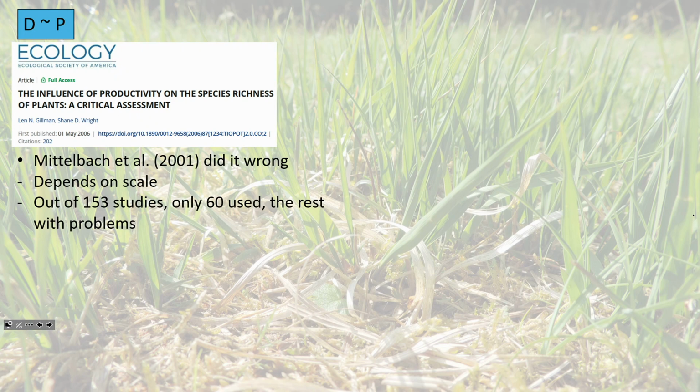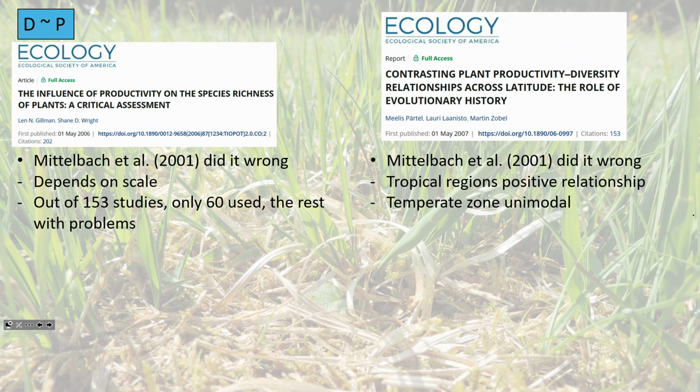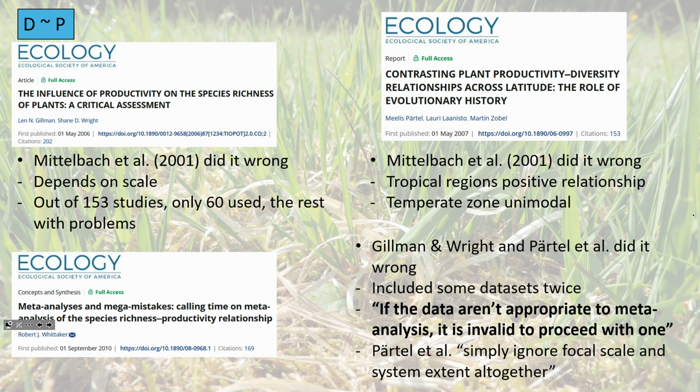So then there was another analysis of the very same data. They looked at the same data and said, okay, Mittelbach did it wrong. It depends, all of it depends on scale. Out of 150 studies, we used just 60 because the rest was not worth using. Then there was another big meta-analysis of the same data saying Mittelbach did it wrong. Tropical regions, positive relationship, temperate zone, unimodal.